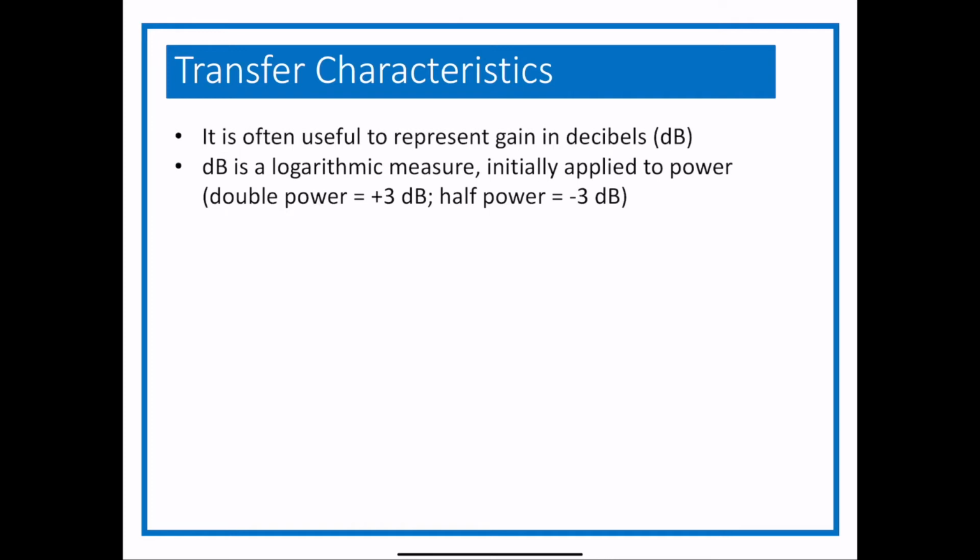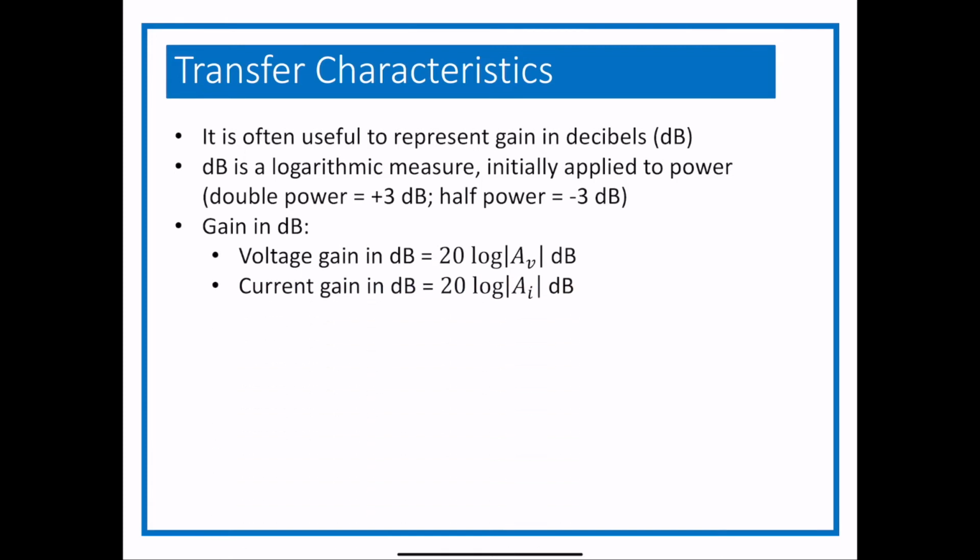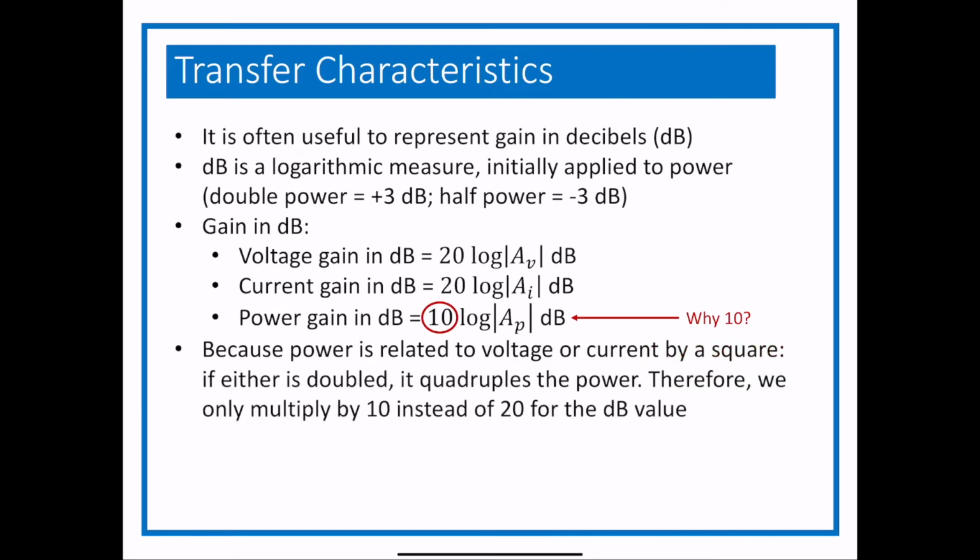So in order to find the gain in decibels, for voltage gain, we take 20 log times the magnitude of the voltage gain. And for current gain, it's the same way. We take 20 log times the magnitude of the current gain. Power gain is just slightly different. We actually have 10 times log of the power gain. And the reason that we have 10 and not 20 is because power is related to voltage or current by a square. So if either is doubled, it quadruples the power. So we only multiply by 10 instead of 20 for that reason.